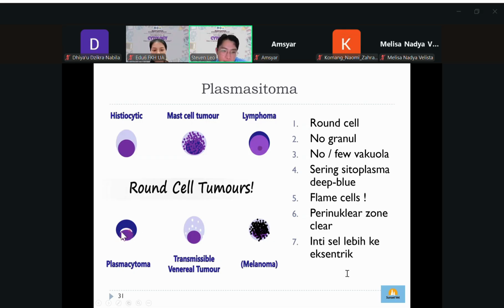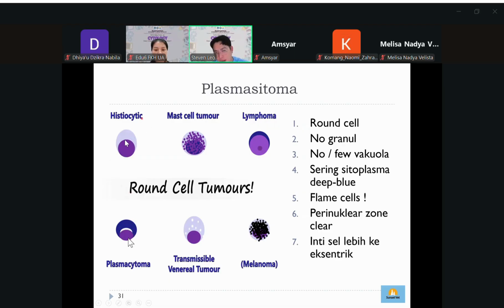Perinuclear means that next to the nucleus they have something white. We call it the perinuclear zone. It's typical of the plasmacytoma, and the nucleus is more eccentric. Eccentric means it goes to the edge of the cell, so it's not typically in the center of the cell.